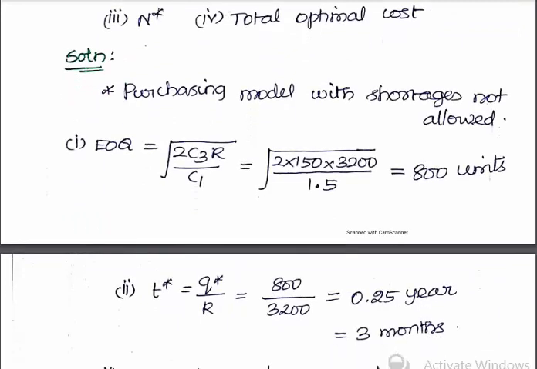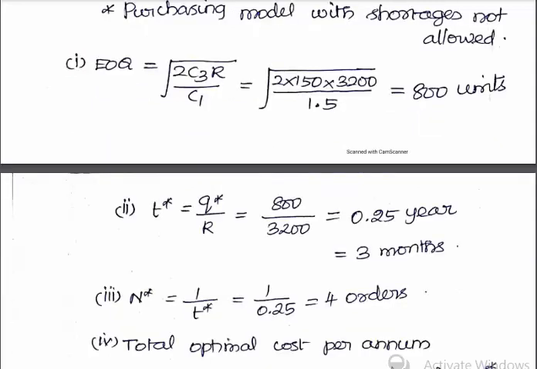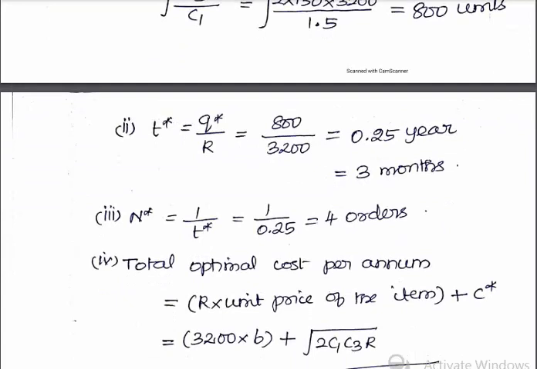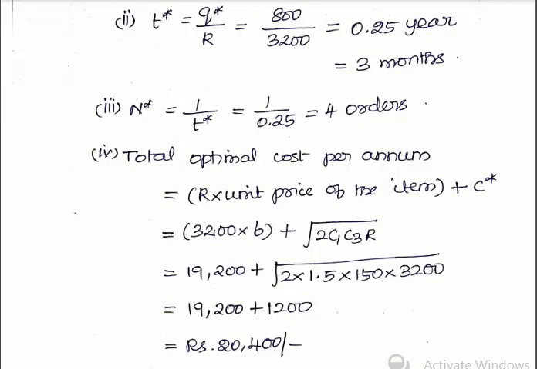Then we can calculate the optimal time between placing two consecutive orders T star using the formula Q star by R. So the value is 3 months. Then the third subdivision, the optimal number of orders to be placed per year, capital N star, is 1 by T star. So the value is 4 orders per year. To calculate the total optimal cost per annum, we use this formula: demand for the item per year into unit price of the item plus optimal inventory carrying cost C star. For the first model, the C star formula is root of 2 C1 C3 R. By substituting the values, we get the total optimal cost per annum as rupees 20,400.